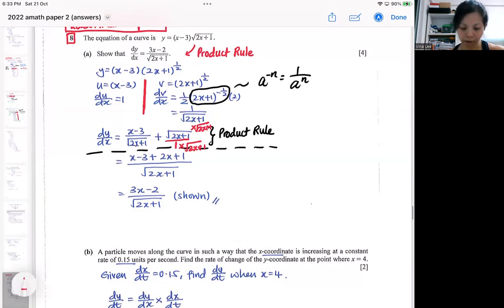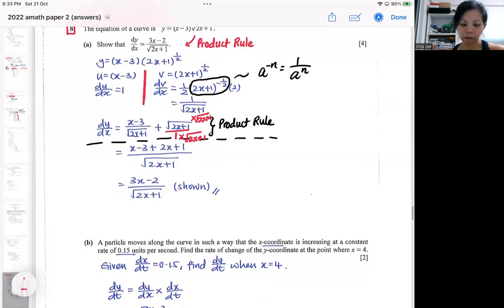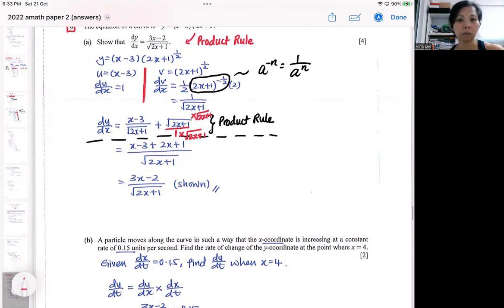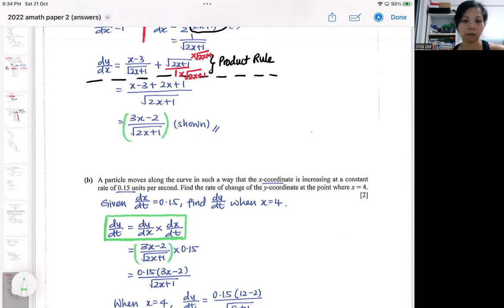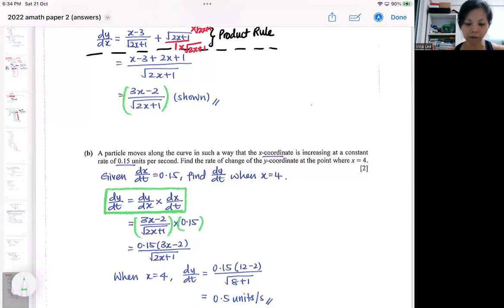And then subsequently, they give you a rate of change. They give you a dx dt, and your job is to find dy dt. So I will say this one is quite easy also, if you remember that the generic rate of change formula is this. So let's say you got stuck in your dy dx. You take the dy dx and continue with it, multiply by the dx dt, and then just sub inside the x. So I think this one is a very simple one.